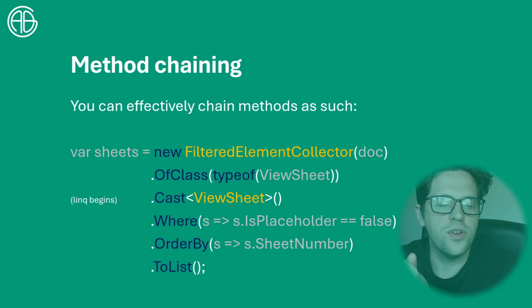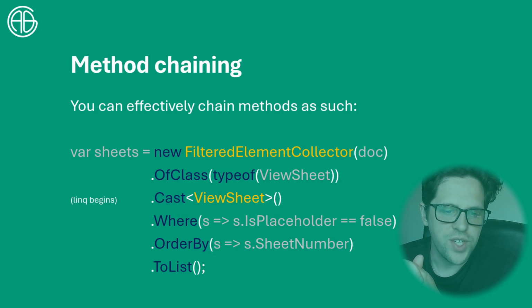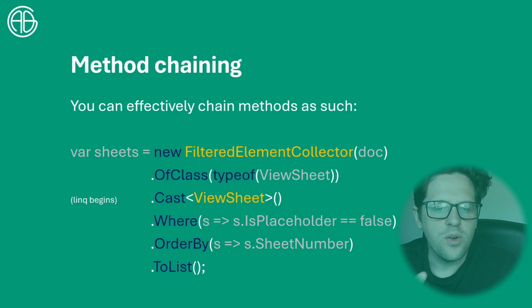And like we said before, you can chain methods together. So this is an example of collecting and managing a set of sheets. We're going to be looking at this in actually our program quite soon, but we can create a new filtered element collector of class sheet. And then finally, we switch over to System Linq at this point. We cast to sheet. So we make them a view sheet object. And this is because we want to check that the sheets are not placeholders. So we can say where the sheet is not a placeholder is equal to false. And this will only proceed forward with sheets that don't have the placeholder property of true.